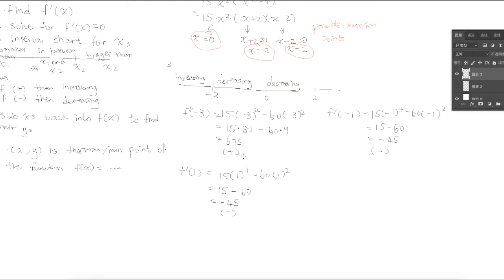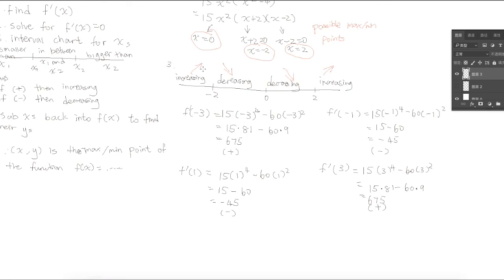Now the last, you're going to find a number that's bigger than 2, which I say is 3. You substitute back into the same first derivative, do your calculations, and find the number, which is a positive number. That means this interval is increasing. Now you can use arrows to represent if it's increasing or decreasing. So increasing, decreasing, decreasing, and increasing, which now we can use to determine if it's a max or a min point.